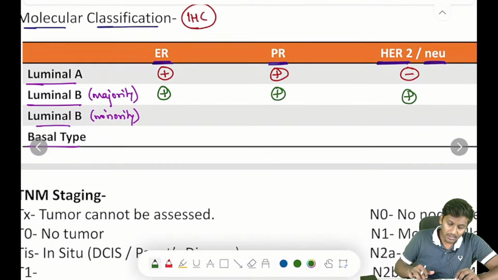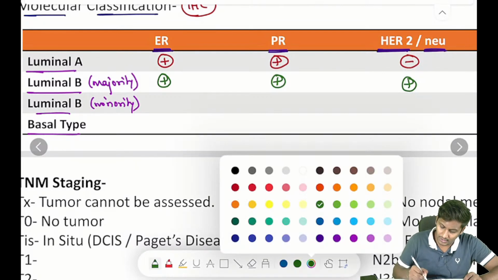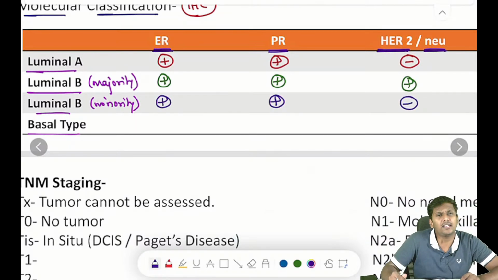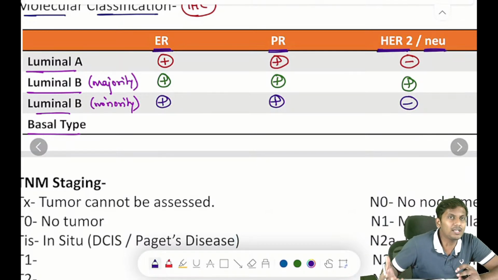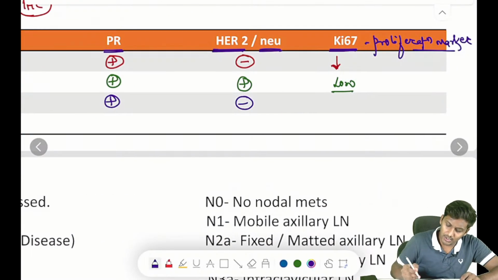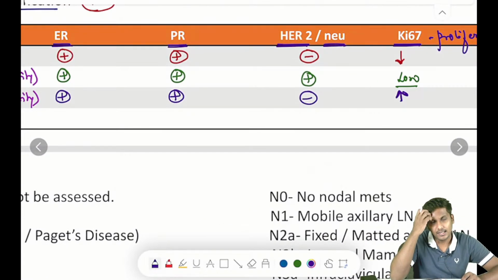Next important is luminal B minority. In luminal B minority, it is the same as luminal A. Yes, it is the same as luminal A, meaning it will be ER positive, PR positive, HER2 new negative. So you will say, sir, if it is the same as luminal A, then why were we classifying it differently? Because you have to remember in this condition the Ki-67 or the proliferation marker activity will be very very high.